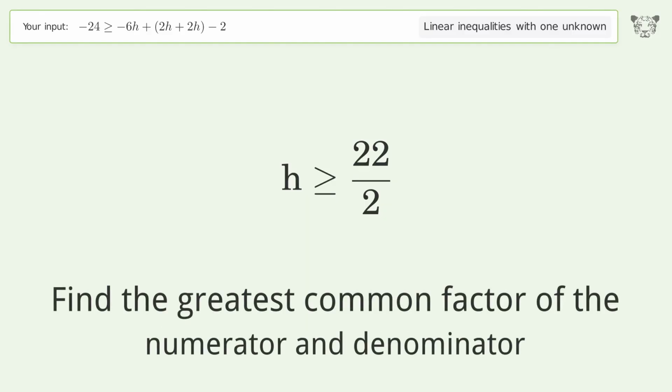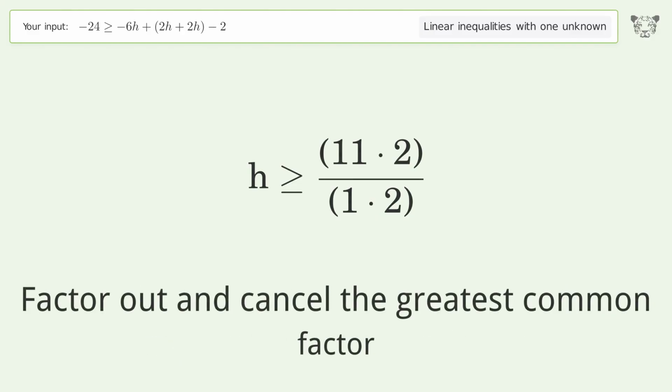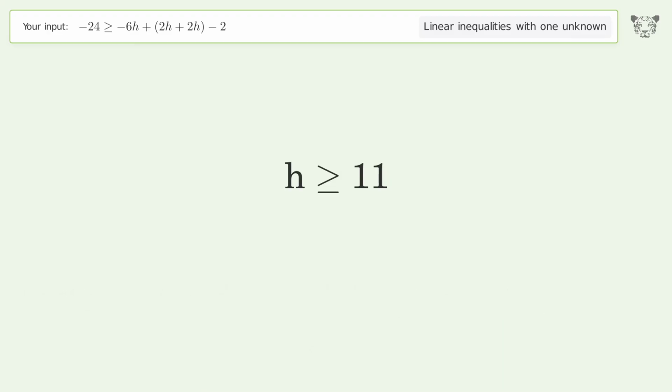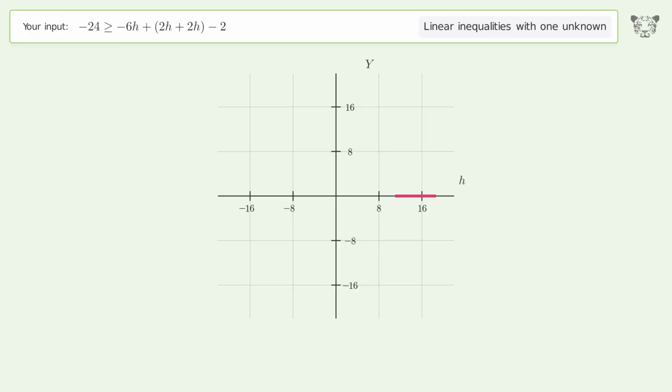Find the greatest common factor of the numerator and denominator. Factor out and cancel the greatest common factor. Plot the solution on a coordinate grid. And so the final result is h equal or greater than 11.